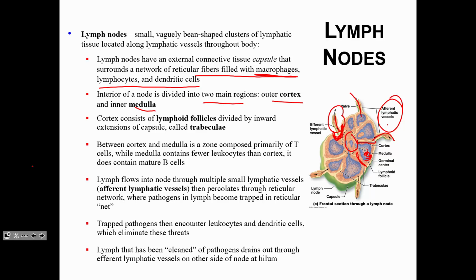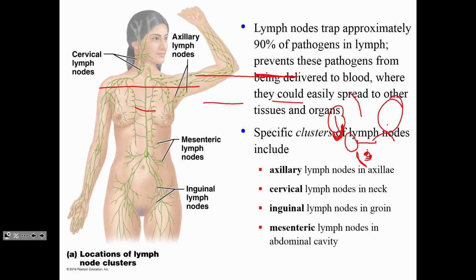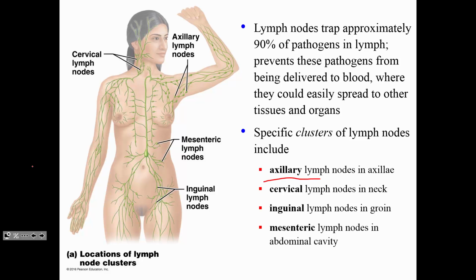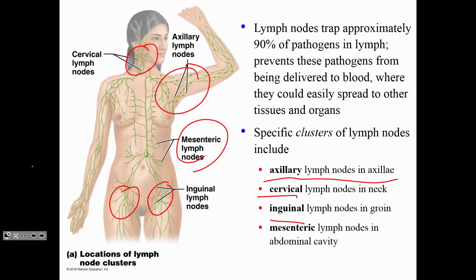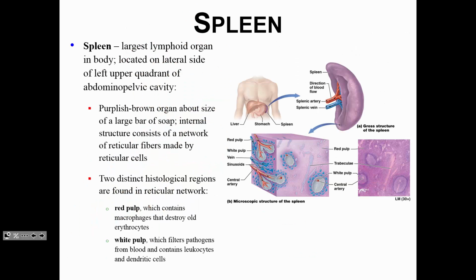They're scattered all over the body throughout the lymphatic vessel system. Now, they trap about 90% of pathogens in the lymph fluid. They prevent these pathogens from getting into the blood where they easily could spread all over the body. You do have some specific clusters of lymph nodes. You have the axillary, of course, are going to be under the armpit. You have the cervical, which of course are in your neck. Inguinal, which are going to be right here at that inguinal region. And the mesenteric, which are going to be in your abdominal cavity. So those are some specific clusters of lymph nodes.